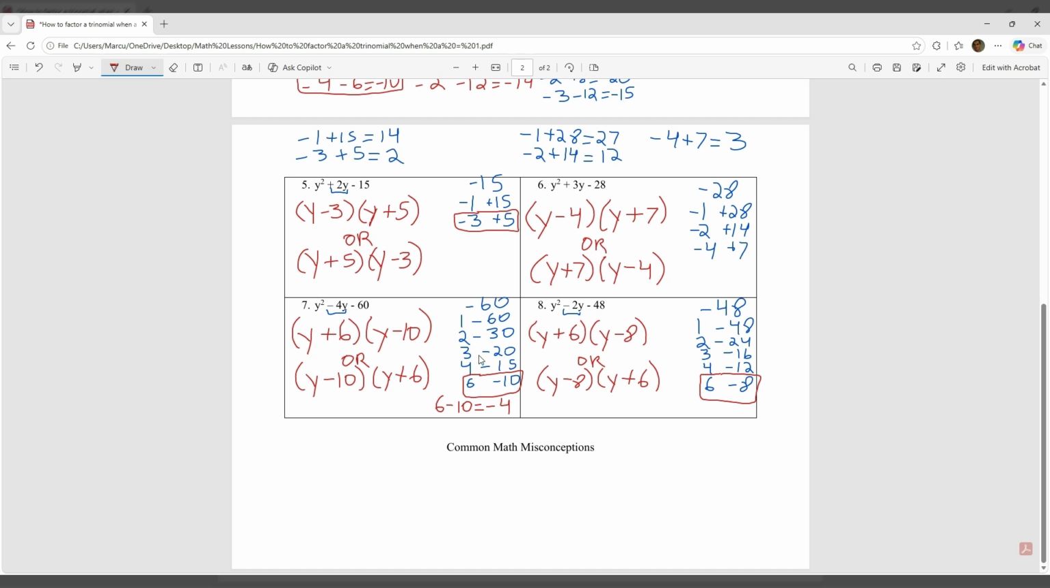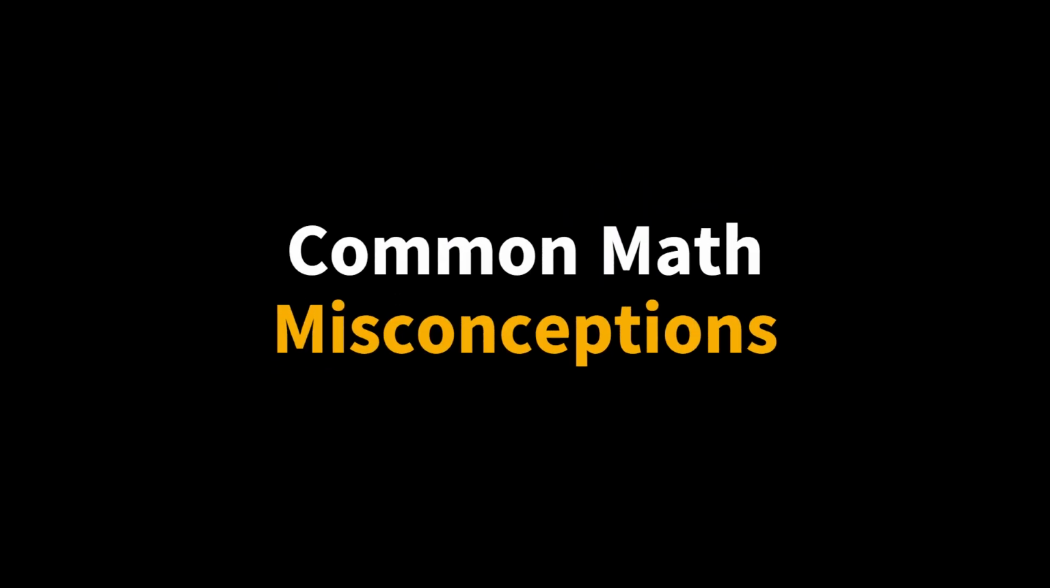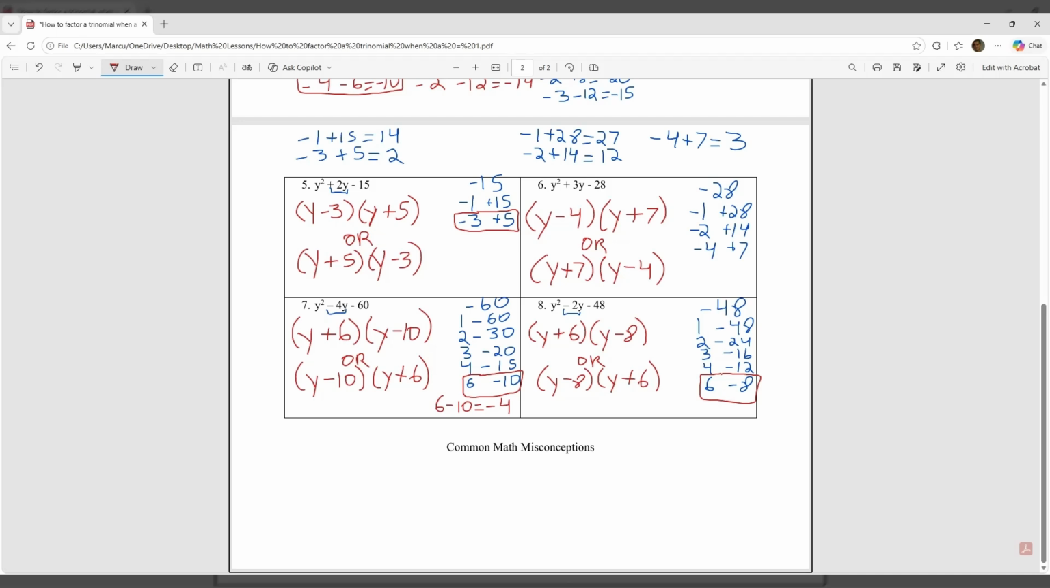Okay. So now we're going to go to the last part of the lesson, which is common math misconceptions. As mentioned in the beginning of the video, you must have your trinomial written in this format right here, in this order: ax squared plus bx plus c.